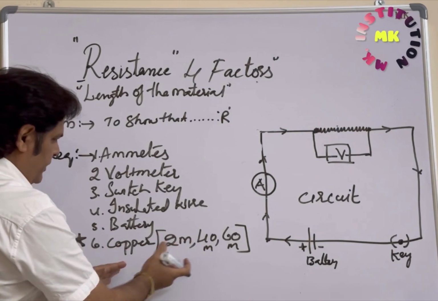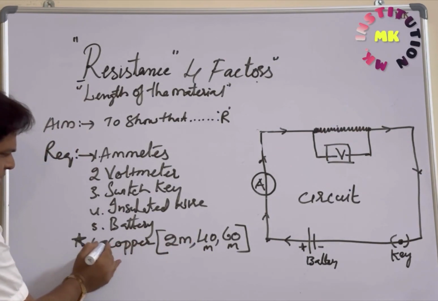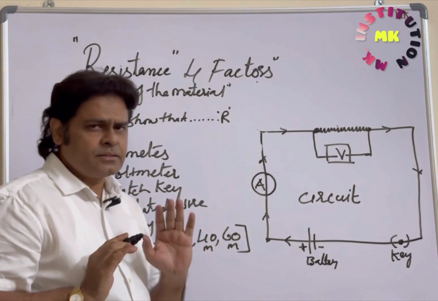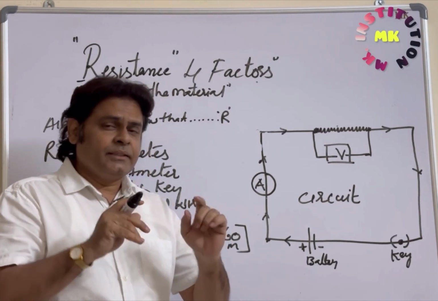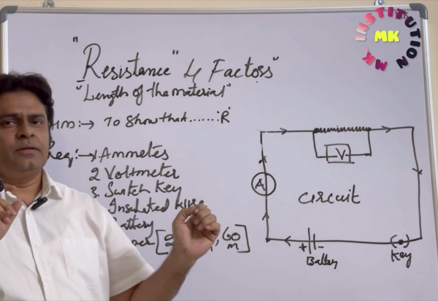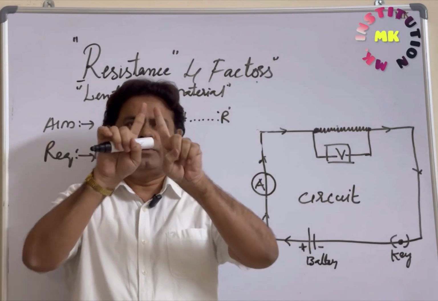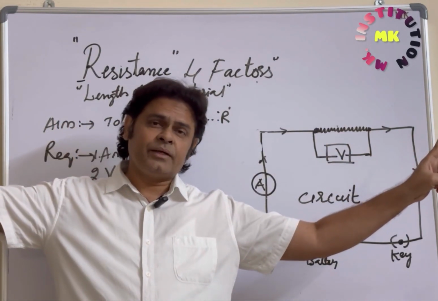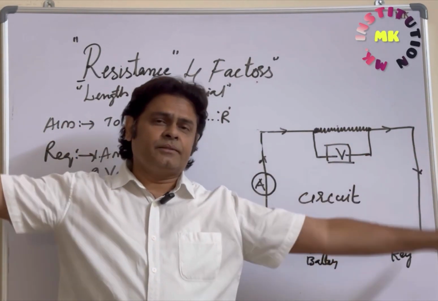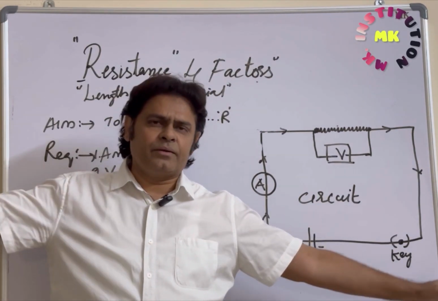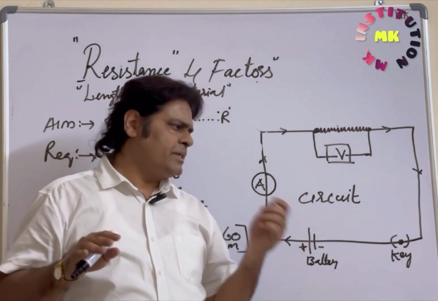Clear? So these are the differences. The material is copper only, the conductor is copper only, but the length of the copper wire is different. One is 2 meters, then 40 meters, then 60 meters or 100 meters of wire. A big wire here. Now these three wires are here.